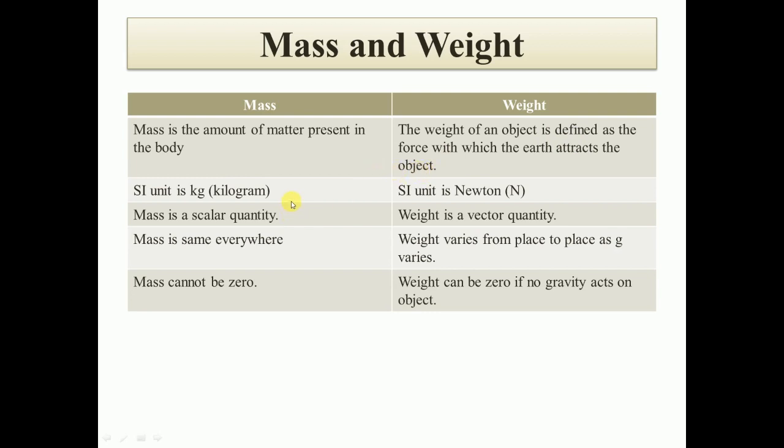Here the SI unit is kilogram and here the SI unit is newton. Mass is a scalar quantity and weight is a vector quantity. Mass is the same everywhere and weight varies from place to place. Why? As g varies; varies means changes. Mass cannot be zero, but weight can be zero if no gravity acts on the object.